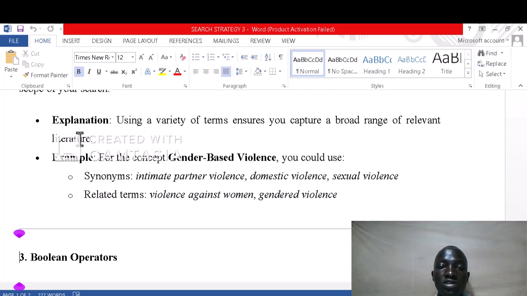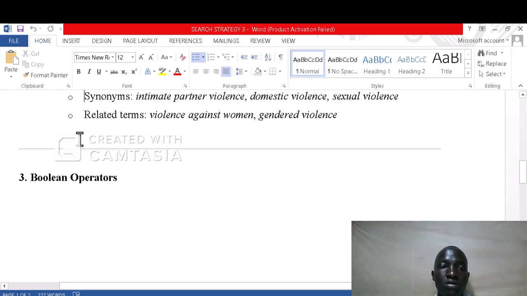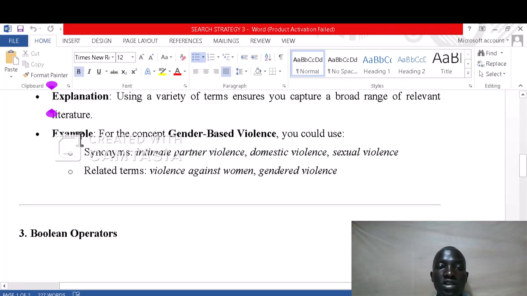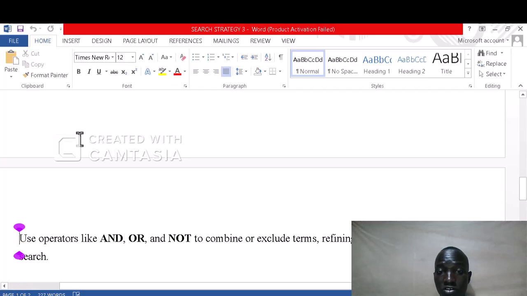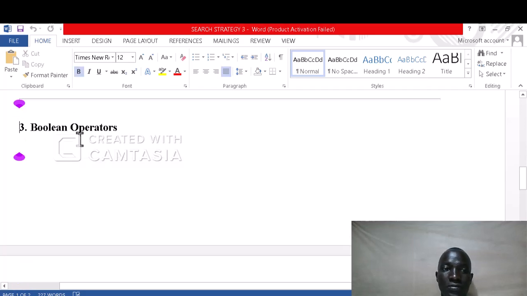For example, gender-based violence. Looking at gender-based violence, the synonyms we have are intimate partner violence, which you can use. You can also say domestic violence, or sexual violence. Related terms also include violence against women or gender violence. Violence is not only against women, it's also against men, so it must be two-sided, not only one-sided, as you all know.